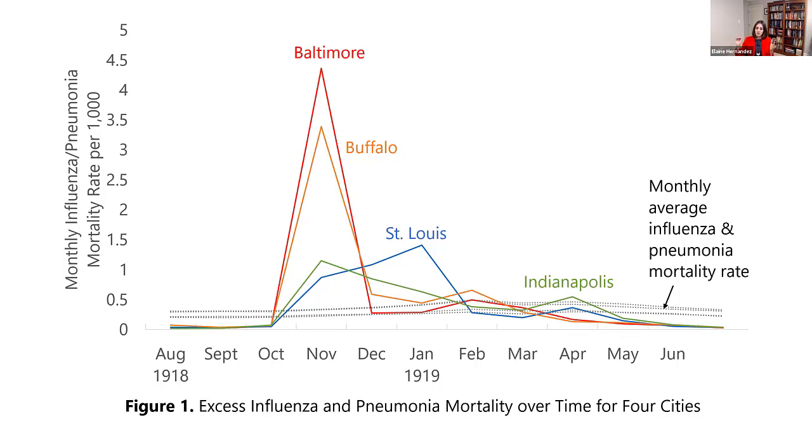We have Baltimore, Buffalo, St. Louis, and Indianapolis. What we're depicting here are, again, the previously described influenza and pneumonia mortality rates per 1,000. At the very bottom, what you'll note is these dotted lines. These depict the monthly average influenza and pneumonia mortality rate. So on average, this is how many individuals would die of influenza and pneumonia prior to the pandemic. They're slightly higher for Baltimore and Buffalo on average, but you can just see in general where these averages are.